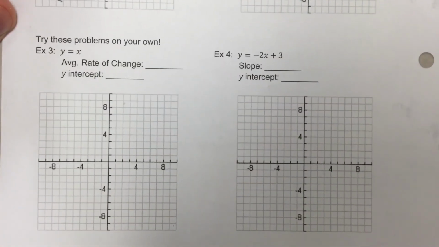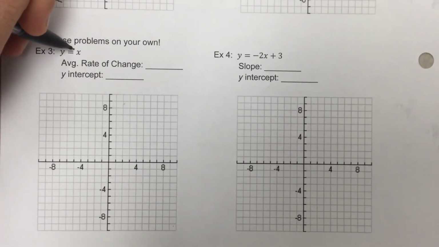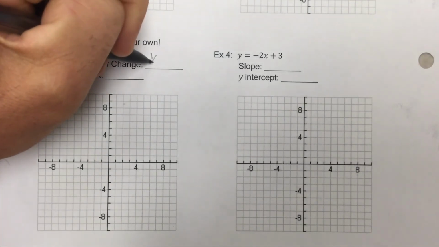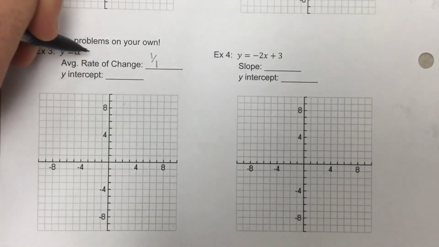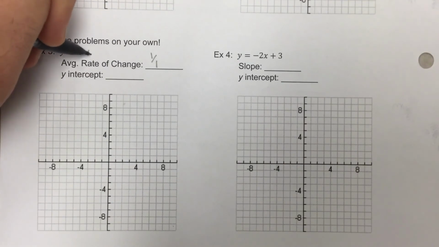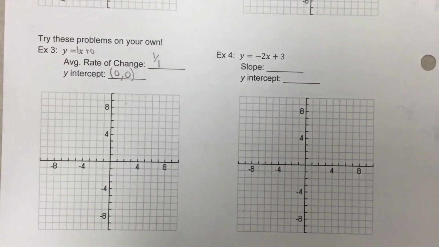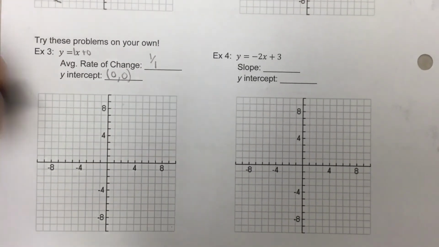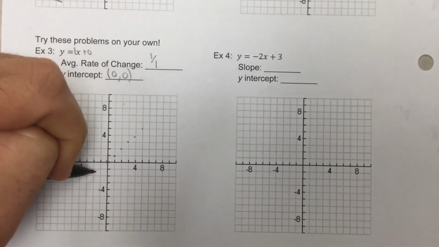All right, I want you to try doing 3 and then 4. All right, so for 3, it's a little tricky. The average rate of change, what is in front of this? Well, there's really a 1, so that means your average rate of change is 1 over 1. And your y-intercept is what is at the end. Well, there's nothing at the end, so there's really a plus 0 here. So your y-intercept is (0, 0). And so what that means is that I would start at (0, 0) and go up 1 and to the right 1, and down and to the left.